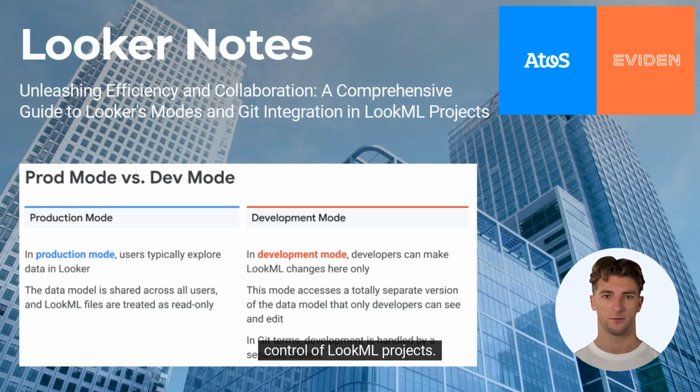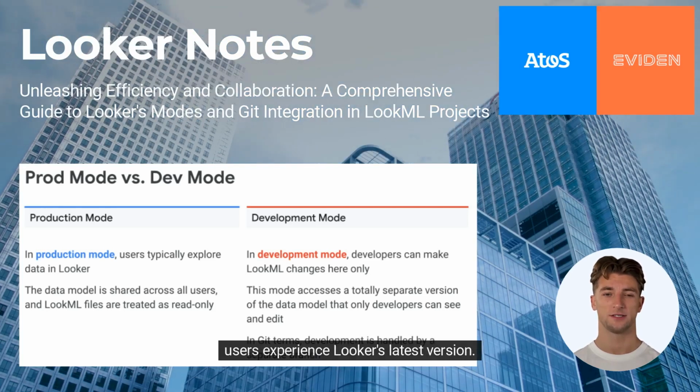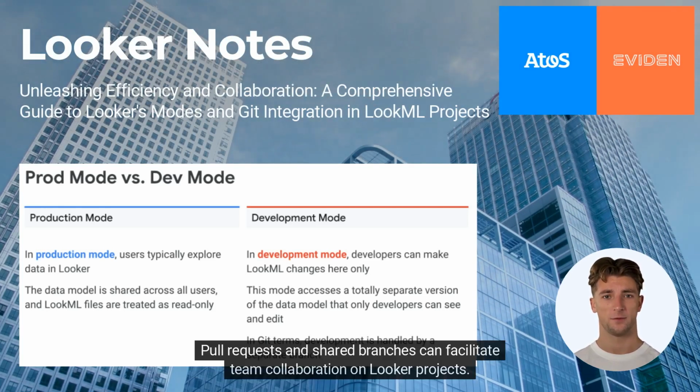In summary, Looker operates in two modes: production mode and development mode, and Git is used for version control of LookML projects. Developers can edit LookML files in development mode and push changes to production mode, where business users experience Looker's latest version. Pull requests and shared branches can facilitate team collaboration on Looker projects.